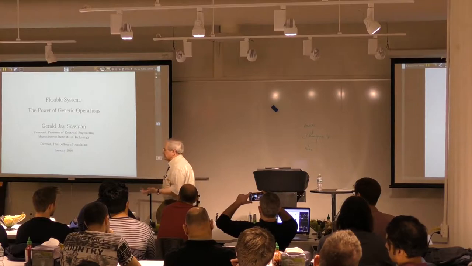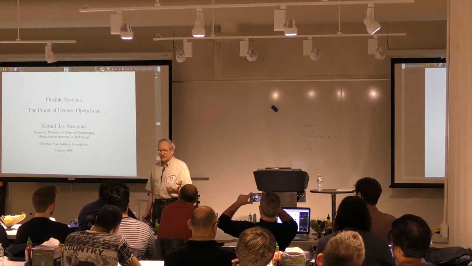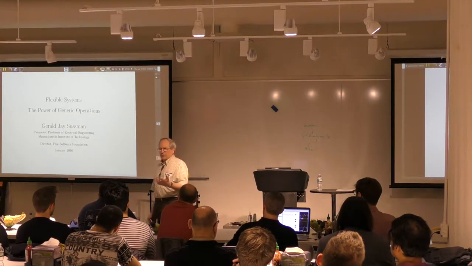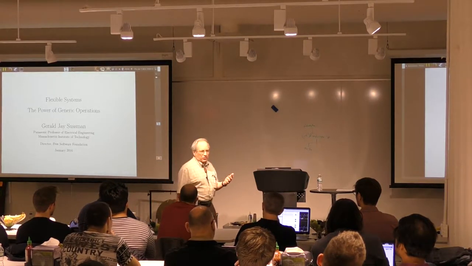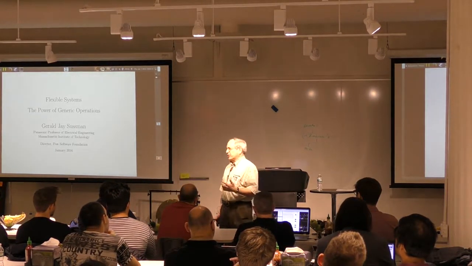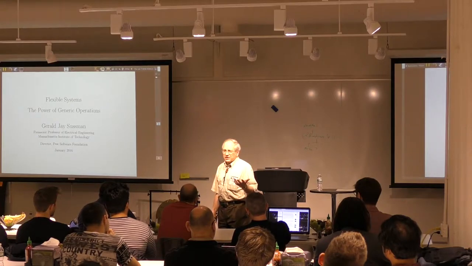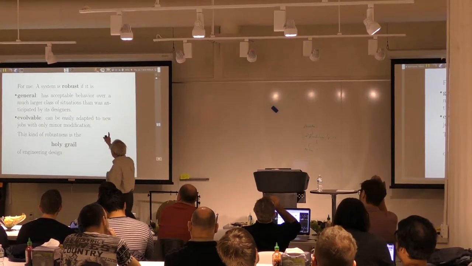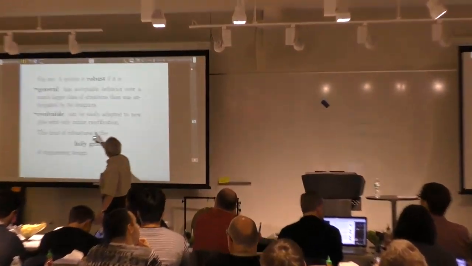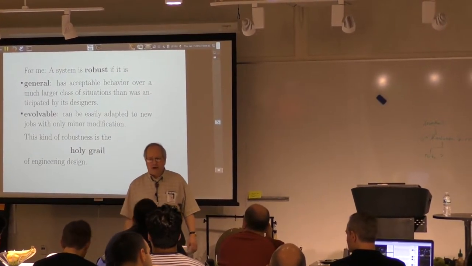There's a few things that have to work, but on the other hand, most of the time, correctness is not the issue. Security may be somewhat of an issue, but maybe the way you do that has nothing to do with proving little theorems about cryptography. After all, any good locksmith will tell you that if your door has a very good lock on it, the easiest way to get into your house is to break the window. So that doesn't work either. So here's what I'm really worried about. I'm worried about acceptable behavior over a much larger class of situations than was anticipated by a designer. That's really what I care about here.